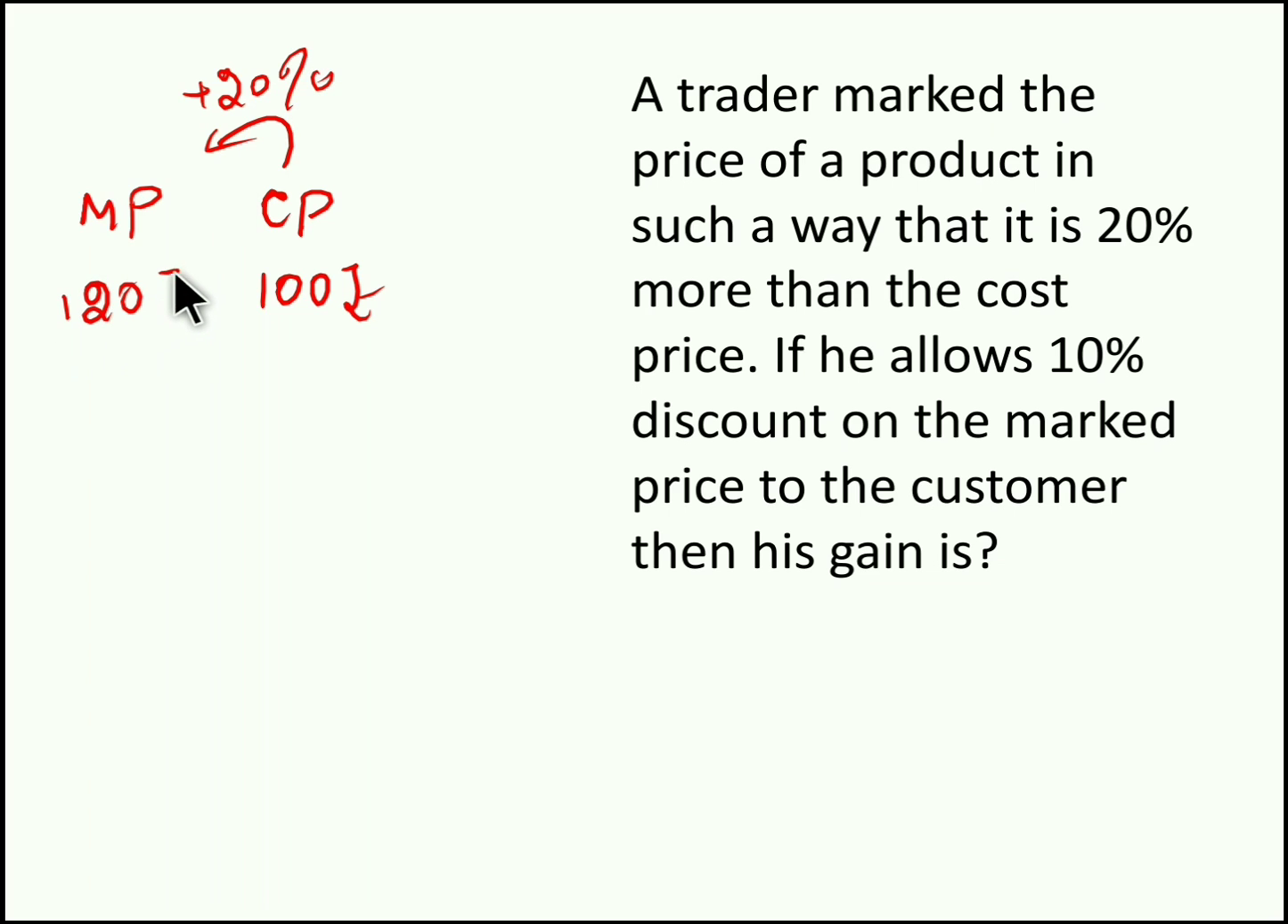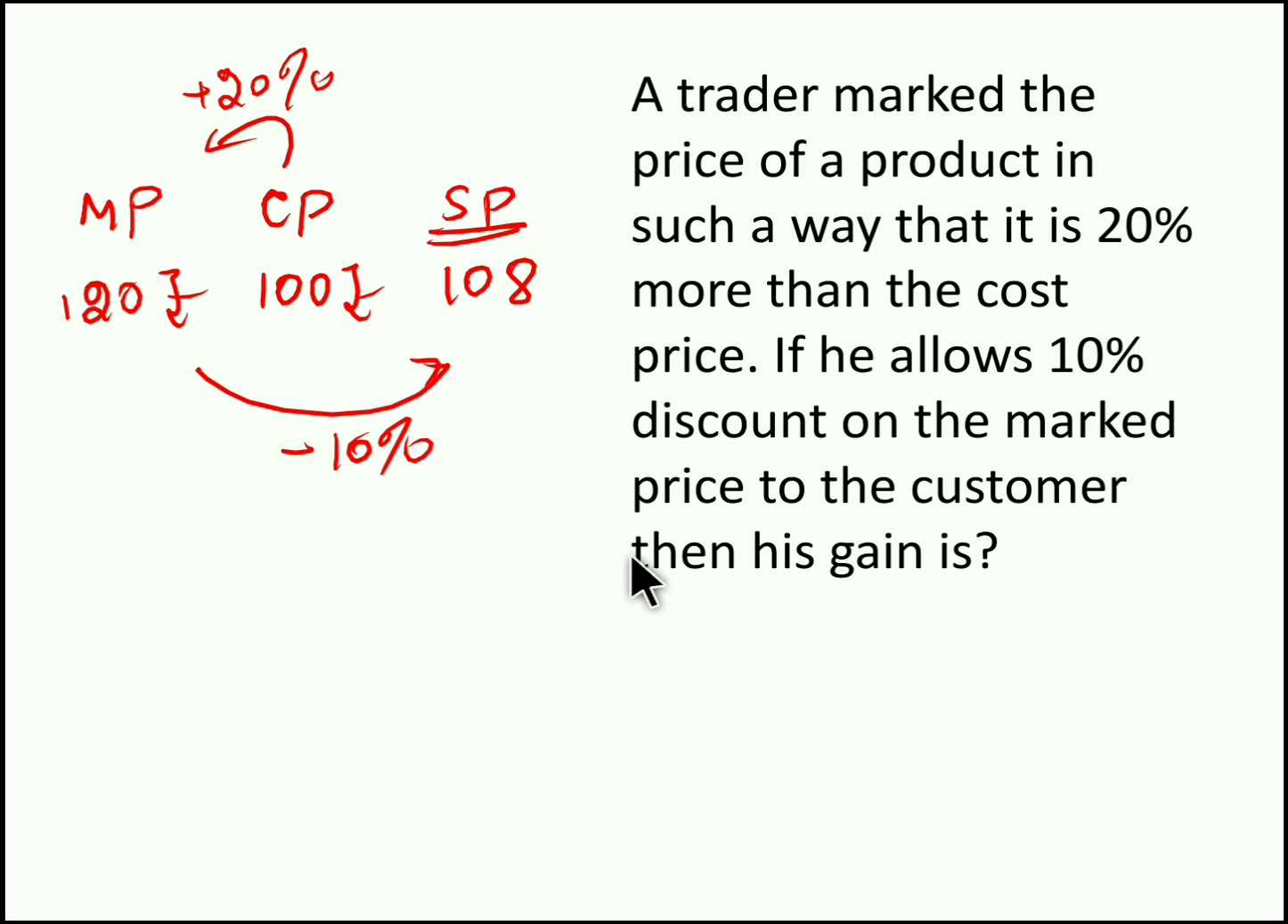120 rupees. Now from this market price he is giving a discount of 10%. So discount of 10% from market price is 12 rupees, right? 10% of 120 is 12 rupees. So 120 minus 12, it's 108 rupees. So 108 rupees is the selling price.